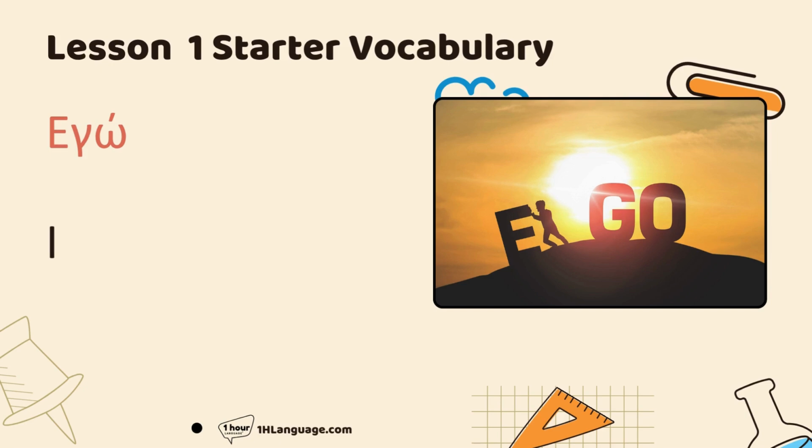See this word, try to say it. I'll say it for you now. And if you know the English word ego, you can see where it comes from. It comes from the Greek word, and it means I.